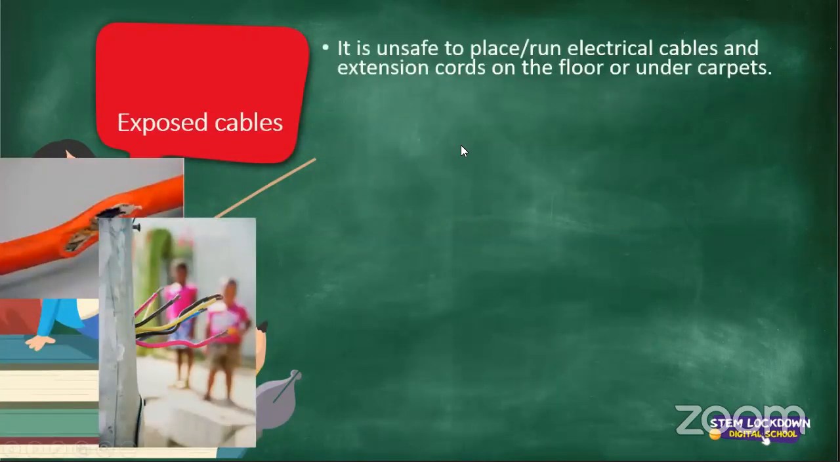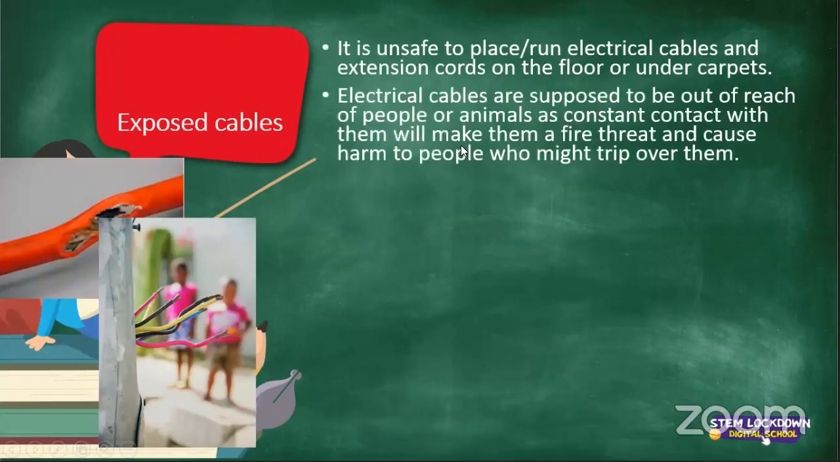All right, now with exposed cables, it is unsafe to place or run an electrical cable and extension cords on the floor or underneath the carpets. So now you can imagine having an extension cord underneath the carpet. That is very, very unsafe. Electrical cables are supposed to be out of reach of people or animals, as constant contact with them will make a fire threat and cause harm to people, and obviously to people who might trip over them.